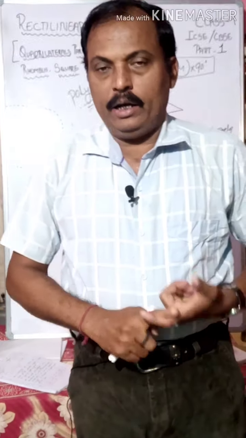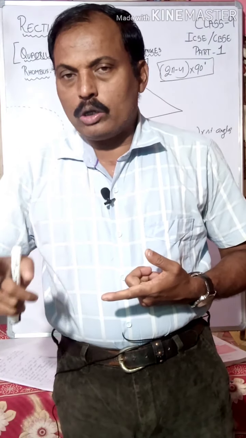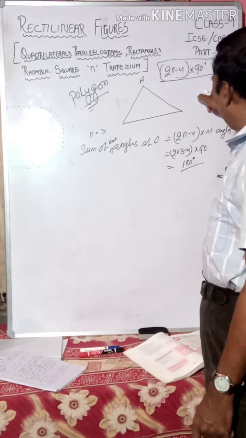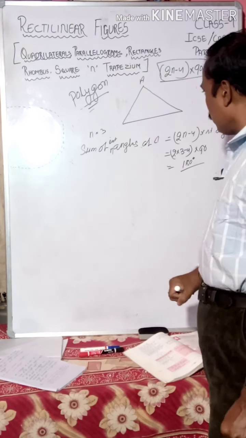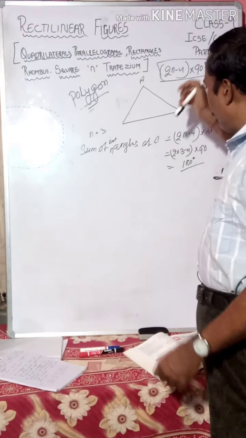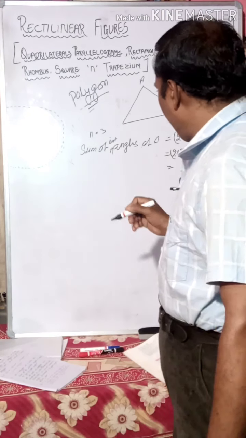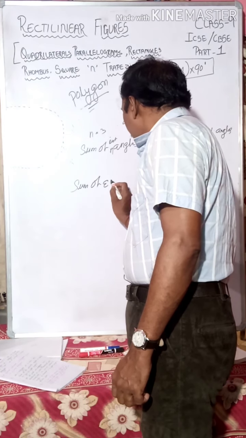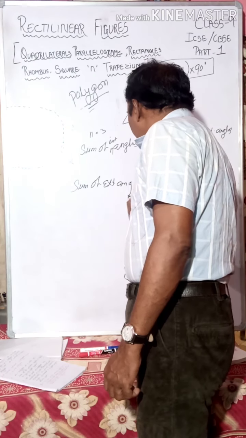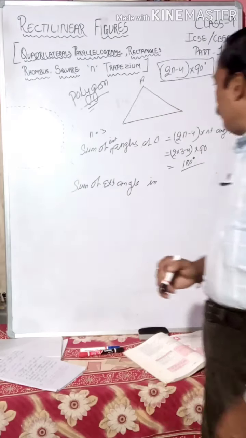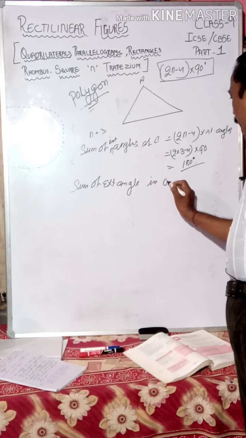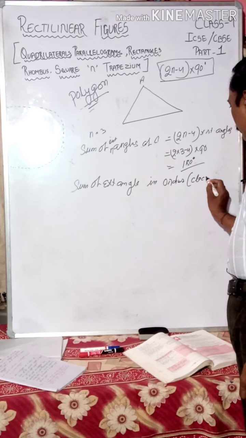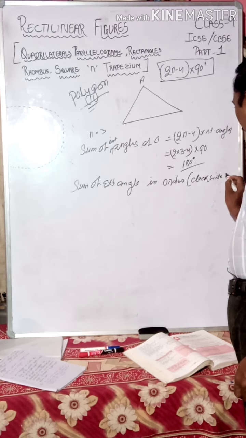This is the sum of the angles of a polygon, whether it may be 3-sided, 4-sided, 5-sided, whatever it may be, the total angles of the polygon. Now again, the sum of the exterior angles in order, means either clockwise or anti-clockwise.